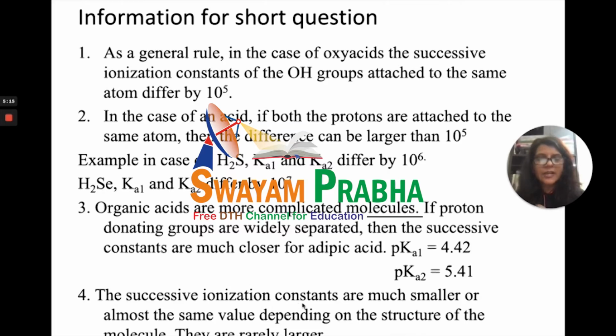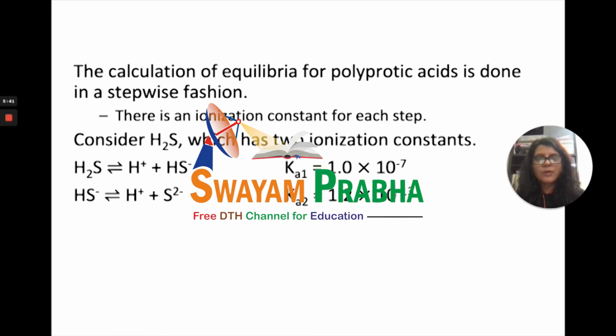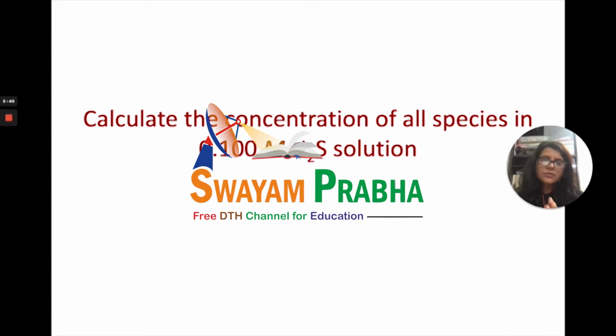Next point, the successive ionization constants are much smaller or almost the same value depending on the structure of the molecule. You will not find many cases where the second or the third ionization constant values are high. So the calculation of the equilibrium of polyprotic acids will be done in a stepwise manner. You have to consider two ionizations and you will solve them separately. So let us do this for H2S. First we will do it for a diprotic acid, and then we will do it for a triprotic acid.